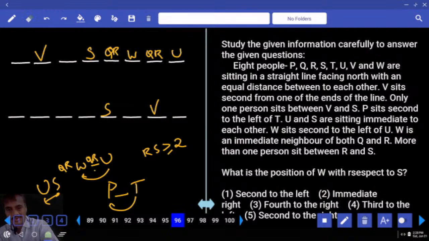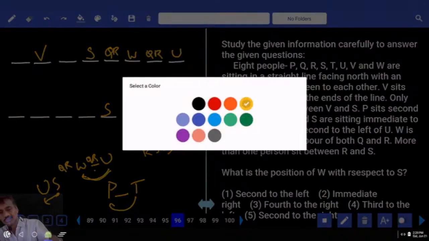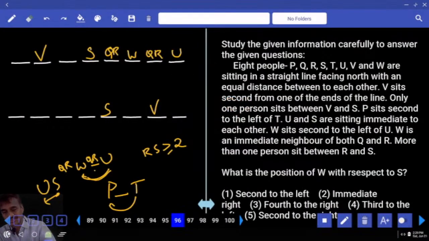Done? Now why is it no? Now W is seated second on the left of U. Now U and S are adjacent to each other. Is it possible? No. And this case is completely ruled out. Now we'll be left with the second case. Now in this case, which two are adjacent? U and S.